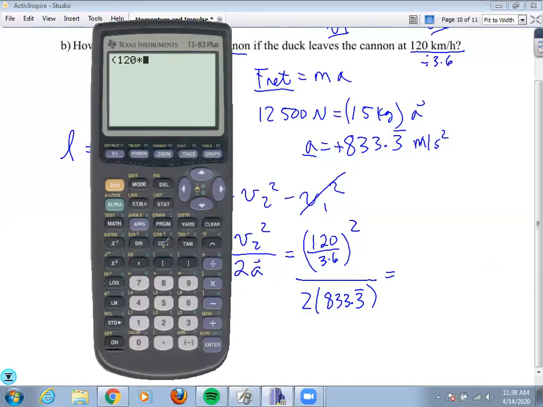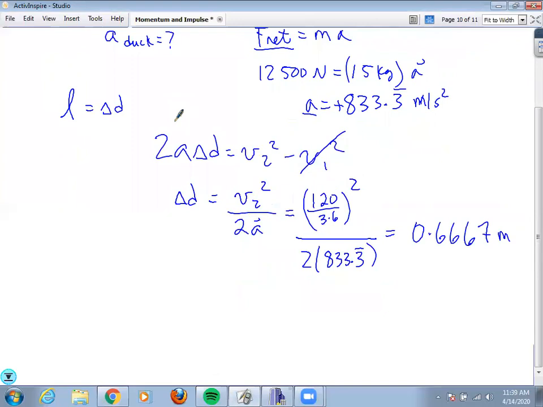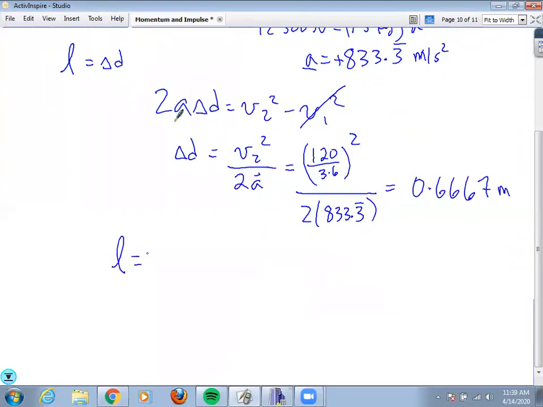So 120 divided by 3.6. Square that, and we divide by 2 times 833.3 repeating, and you get 0.666669, so 0.6667 meters. We needed 2 sig figs, so the length of the barrel of the cannon, delta D, equals 0.67 meters.